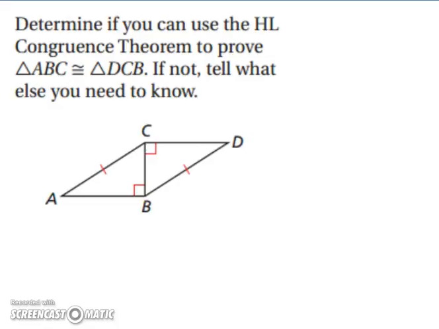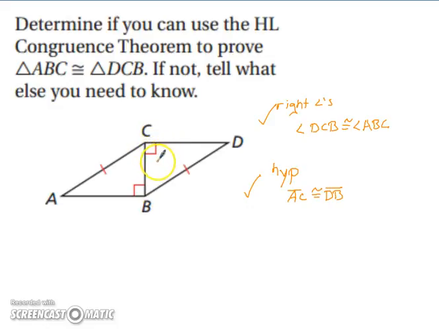Alright, so let's determine if you can use the hypotenuse-leg congruence theorem to prove that these two triangles are congruent. If not, tell what else you need to know. Alright, so we have a right angle. We've got right angles, and that would be angle DCB is congruent to angle ABC. Alright, do we have our hypotenuse? Well, we've got AC and BD, and they're congruent. So we have AC is congruent to DB, and so we've got ourselves a hypotenuse. And the hypotenuse, once again, is always across from the 90 degree, or the right angle.